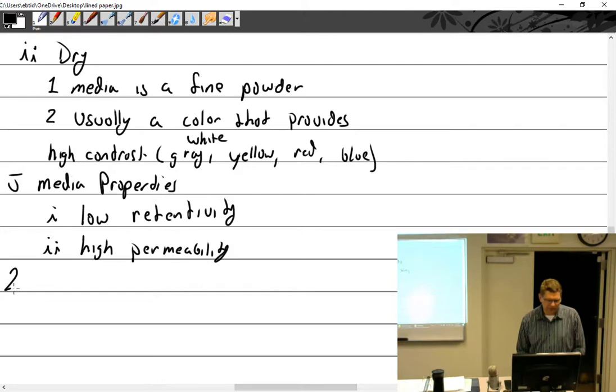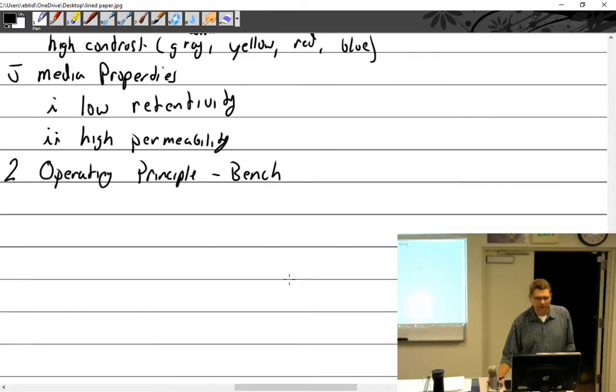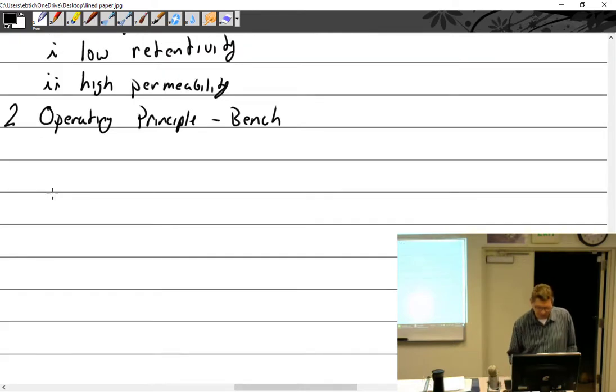All right. So given that, we can talk about the operating principle of the bench system, not the portable. All right, so everybody good? You caught up there? He's not freaking out, so. Good. Meds are working? Yeah. All right, let's see.